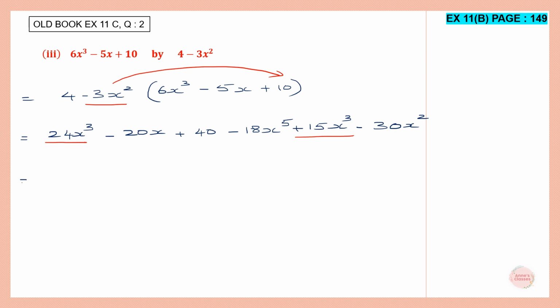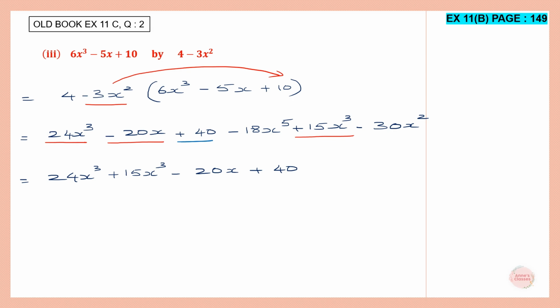So we'll write the like terms together. 24x cubed plus 15x cubed. Now let's look for the next one. This is minus 20x. Do we have another x? No, so we write it as it is, minus 20x. Then we have plus 40. Do we have another number by itself? We don't have. So let's write plus 40.